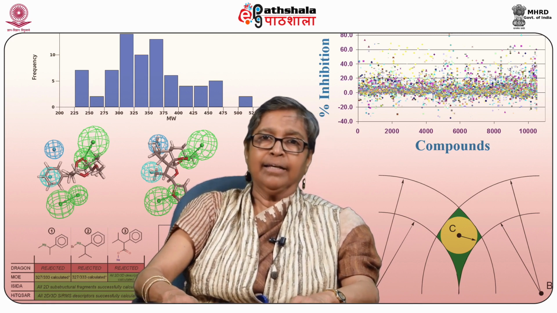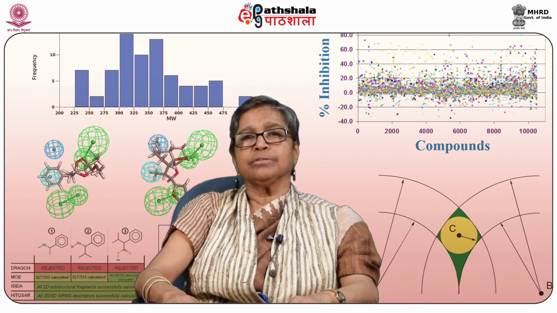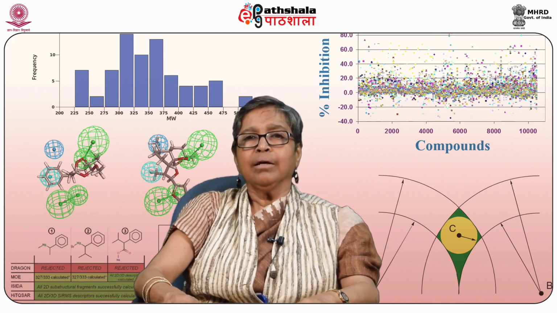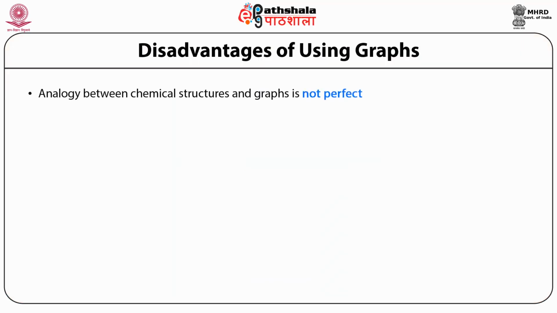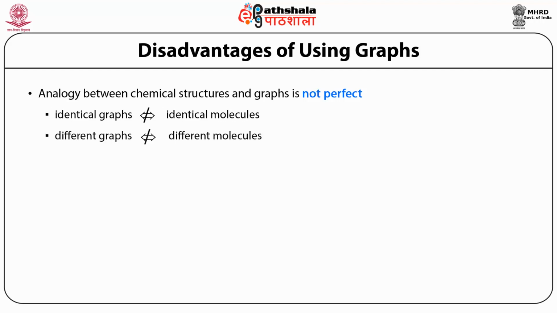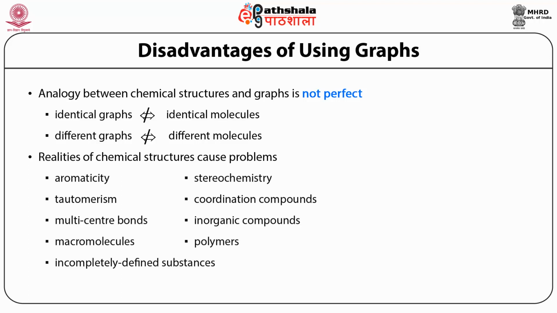Large data handling using computers is the most relevant feature when it comes to the graphical representation of chemical structures. However, there are some disadvantages of using graphs. Not necessarily are all identical molecules identical graphs, and not necessarily do different graphs give different molecules. There are also other properties which cause difficulties in graph isomorphism, like aromaticity, tautomerism, and multi-center atoms, and many graph algorithms are inherently very slow because they take care of the chemistry of the molecule.